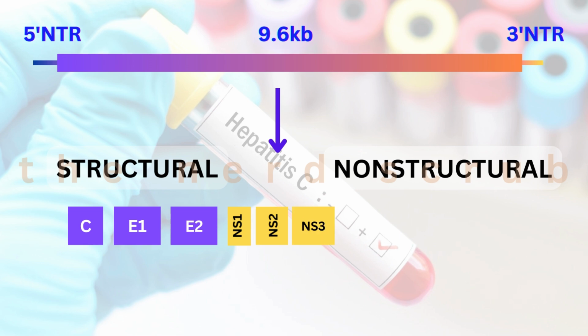NS3 is a bifunctional enzyme with serine protease and helicase activity. It helps the virus to avoid the immune response. Very important one. Then we have NS4A, that is the smallest non-structural protein with multiple functions.